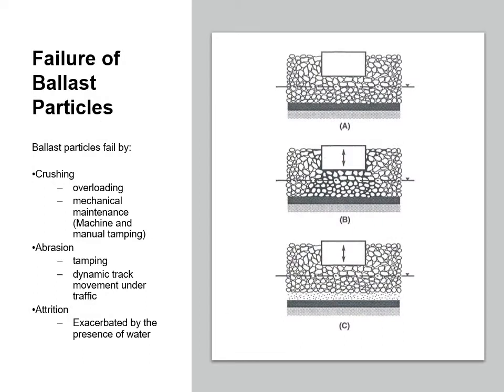The ballast particles can fail in a number of different ways. They can fail by crushing, so if they're overloaded, or by mechanical maintenance through machine and manual tamping. Abrasion can occur either through tamping or dynamic track movement under traffic, or attrition, and this can be exacerbated by the presence of water.